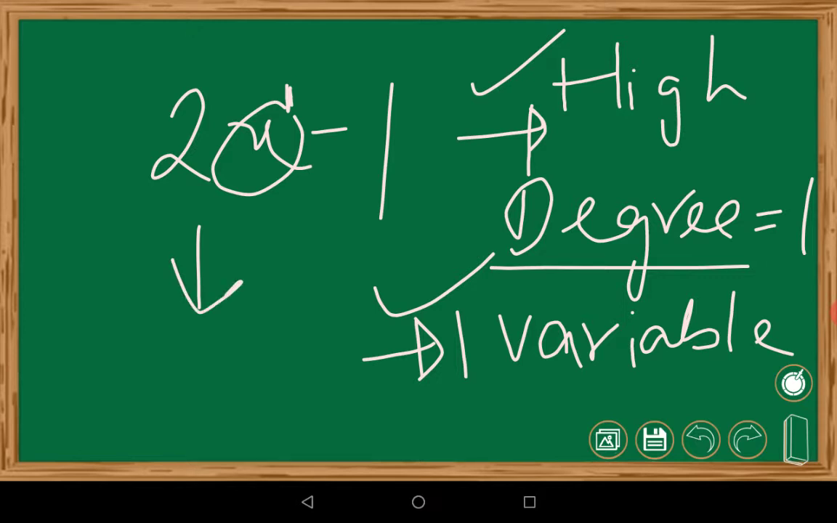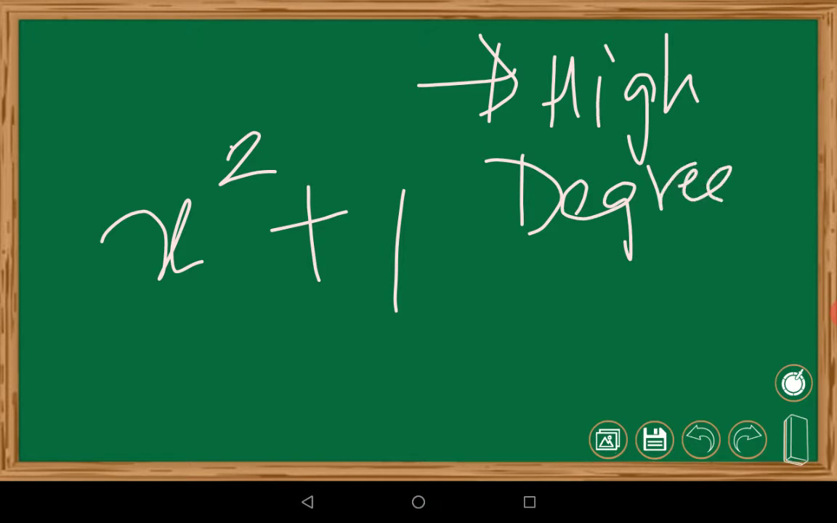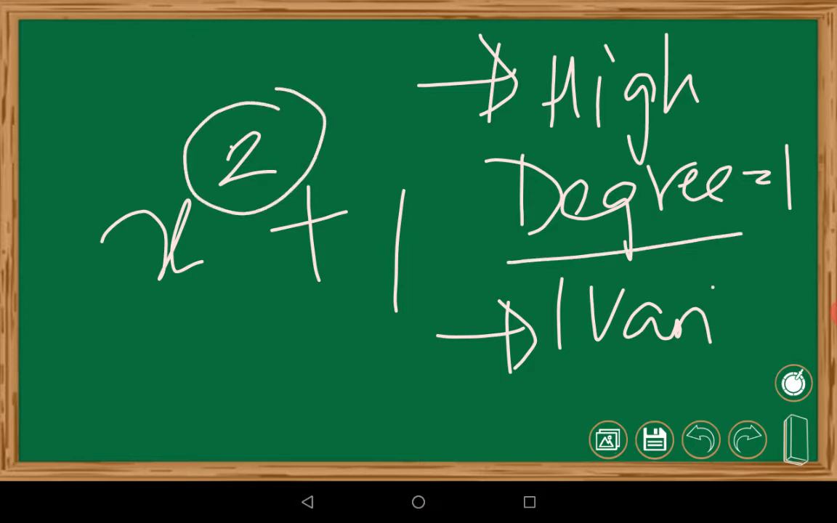With one more example, like x square plus 1. The first rule is the highest degree should be 1, and the second rule is it should have one variable, right? Here the degree is 2. So this is not a linear equation, as it is not satisfying the first rule itself. It should satisfy both rules, not only one.